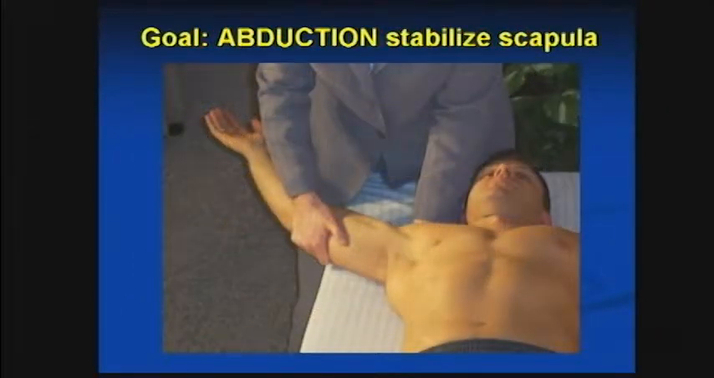How about abduction? So in the picture you see him abducting someone. Say he got stuck right there. Maybe he moved to 120 degrees and he can't go all the way up to 180. I'm stabilizing the scapula by holding my left hand on the top of his right shoulder blade here and just bringing him up from his humerus. So what are we stretching?